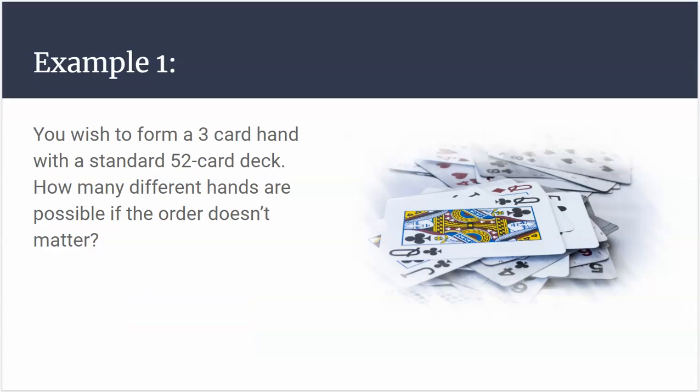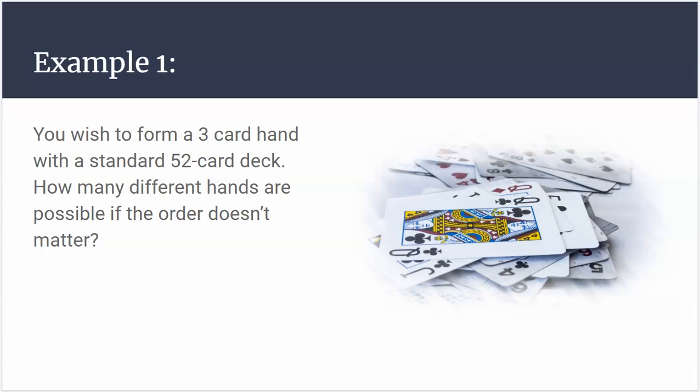So here's example 1. You wish to form a 3-card hand with a standard 52-card deck. How many different hands are possible if the order doesn't matter? Surely, if you've played a card game before, you may get cards in your hand, and then maybe shuffle the cards in your hand. If you play any other card game, you may be guilty of doing this so-called hand shuffle, where the cards in your hand get shuffled around because you like them in a particular order. But the truth is, the order of that hand doesn't really matter. You have the same cards no matter how you shuffle them.